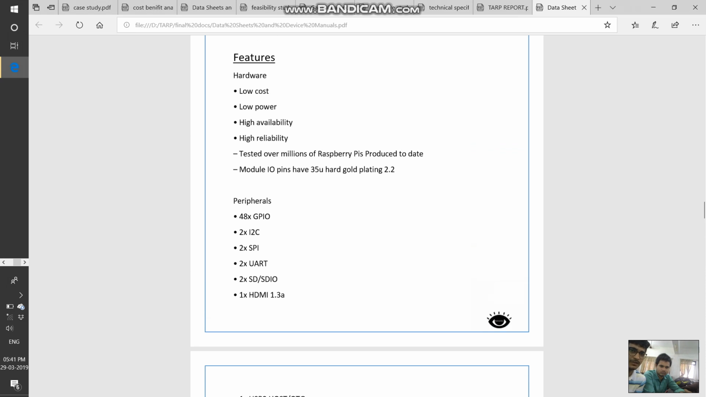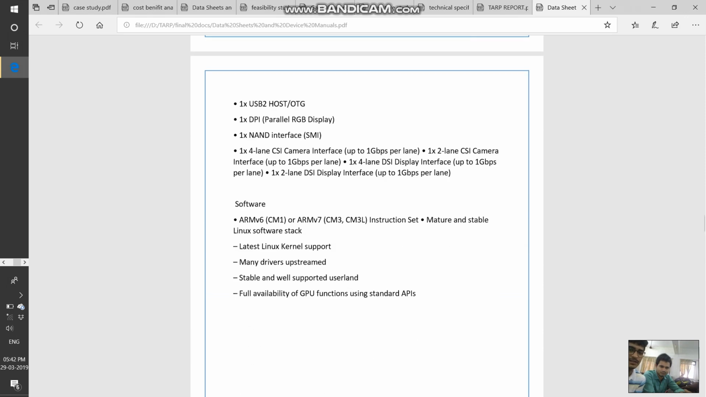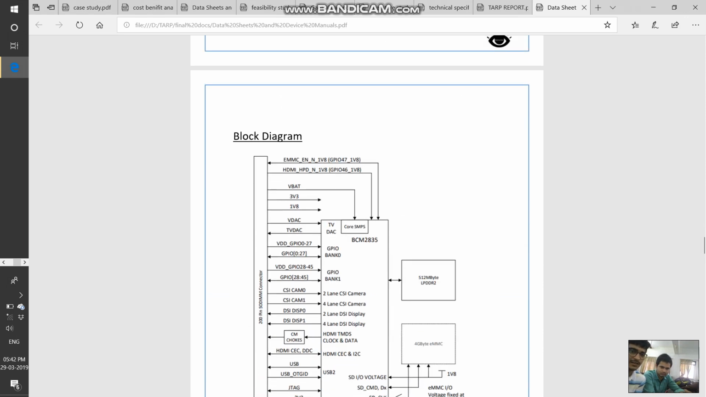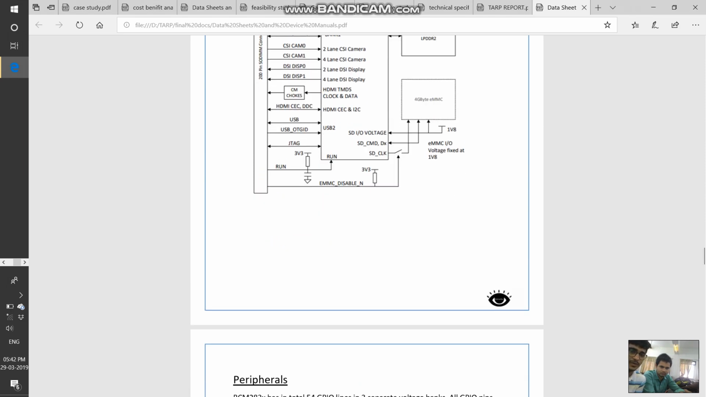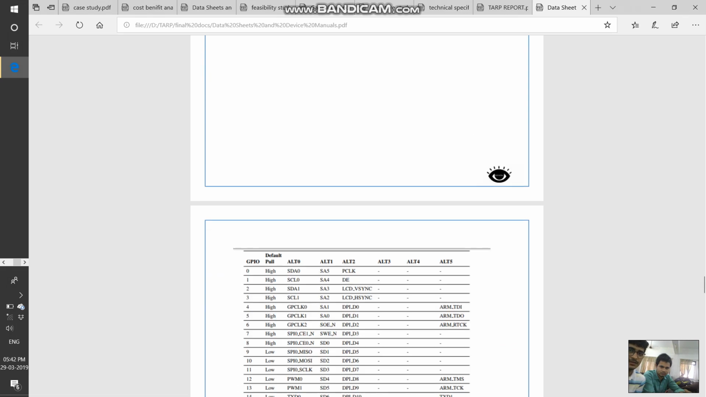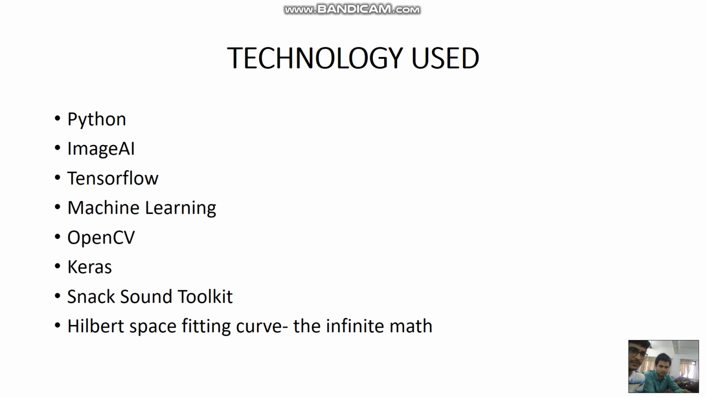Now coming to the specifications, for the prototyping phase we have been looking at a few features which are low cost, low power, high availability, high reliability, and all these are, to an extent, achieved in the very beginning by using Raspberry Pi and its camera. That involves using the OpenCV library. Coming back to the presentation, the technical specifications are that we are using Python ImageAI, TensorFlow, Machine Learning, OpenCV, Keras, Snack Sound toolkit, and Hilbert space filling curve, which is the power of infinite math, which we are going to exploit in the near future in our final product.